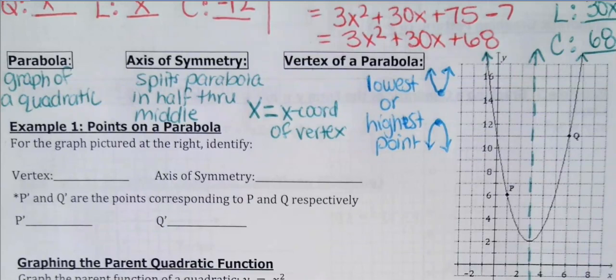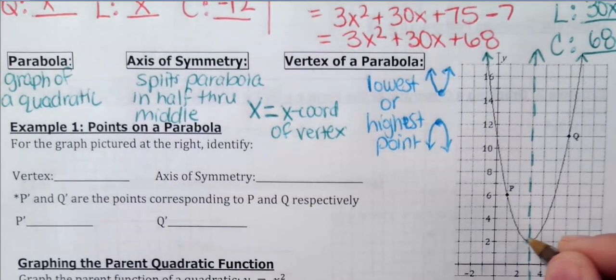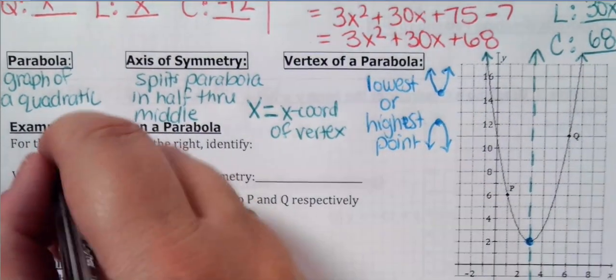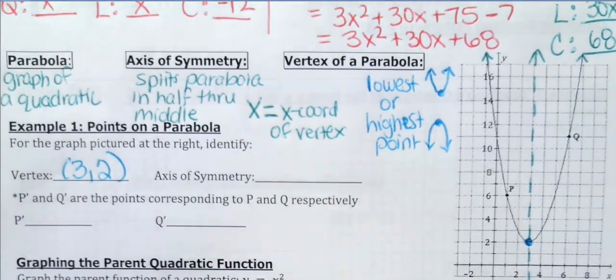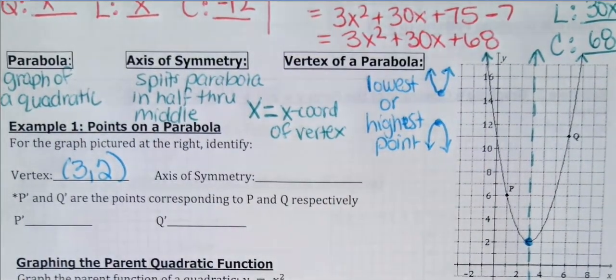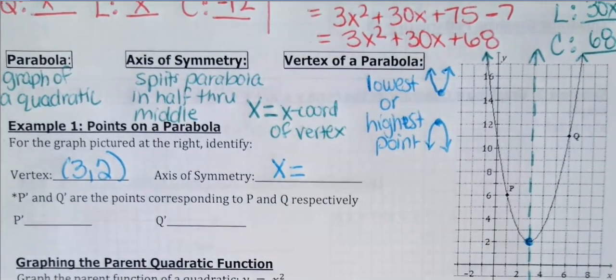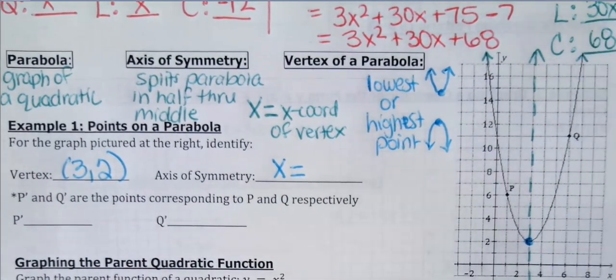Can anybody tell me what that point would be for the picture I've got on the notes here? What is the vertex of this graph? Right, just the lowest point. It's over 3 up 2. There you go. Now, your axis of symmetry, we've already got it drawn on the paper probably, has to be an equation. Axis of symmetry is an equation. It's a vertical line. It's just going to be x equals some number. What number are all the x values on for this example? X equals what number? 3. Perfect. Done.